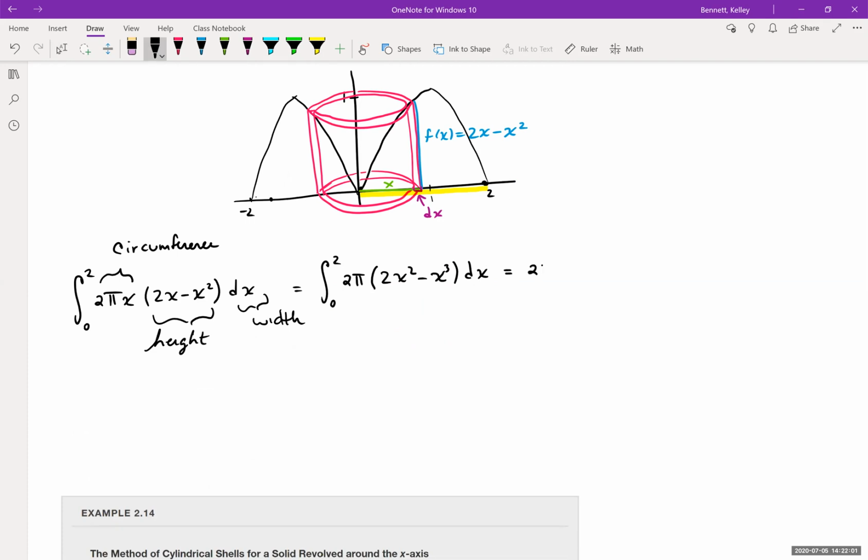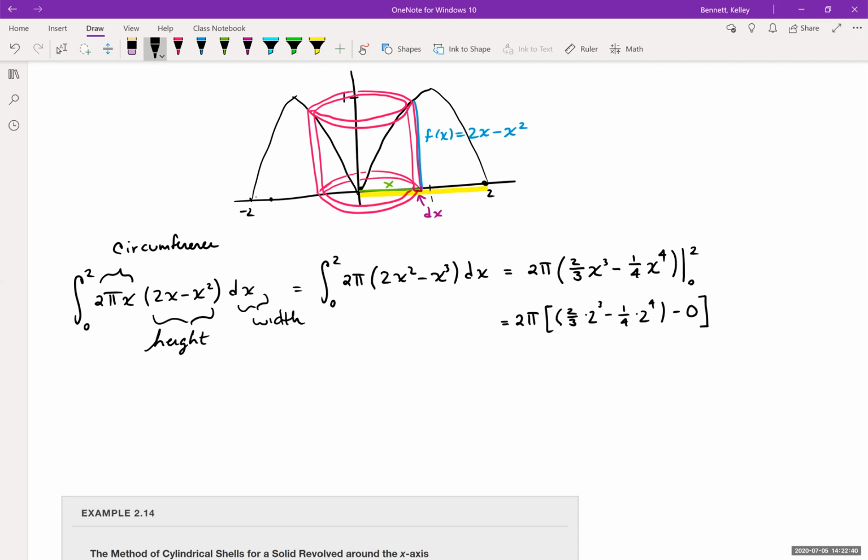So I get 2 pi times 2/3 x cubed minus 1/4 x to the 4th, and I'm going to evaluate that from 0 to 2. The fundamental theorem of calculus part 2 says I can just plug all this stuff in. So I'm going to get 2 pi times 2/3 times 2 cubed minus 1/4 times 2 to the 4th. And if I plug in 0, I'm just going to get 0, so I'm not going to write all that out.